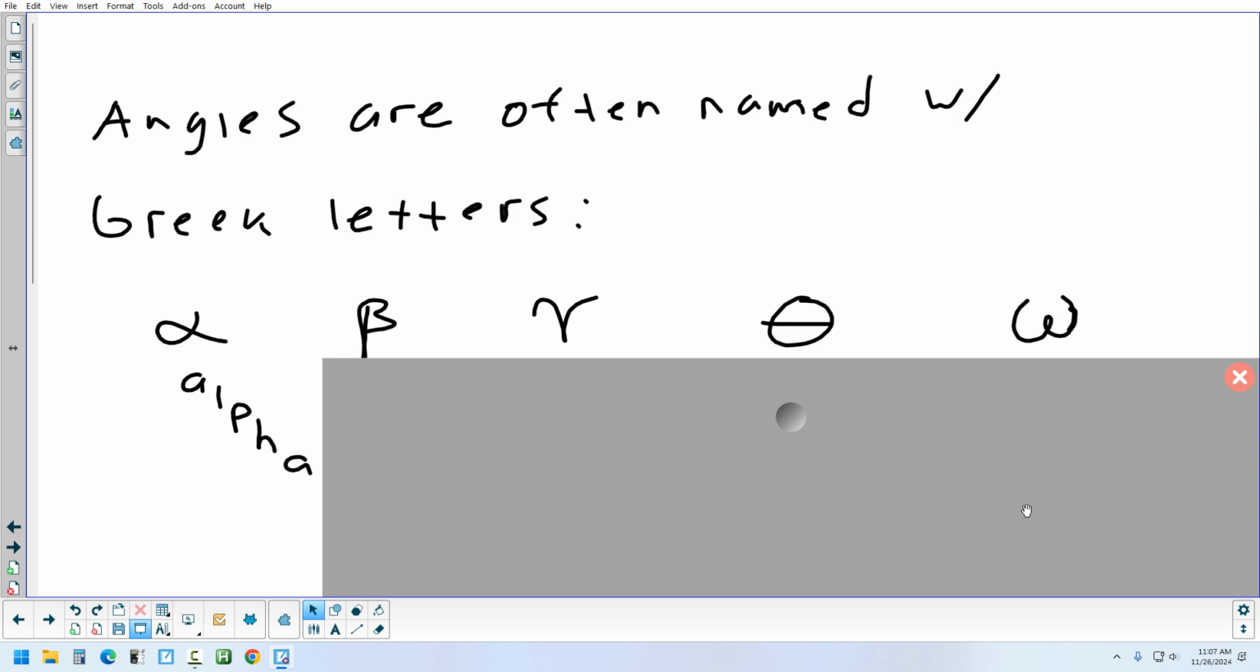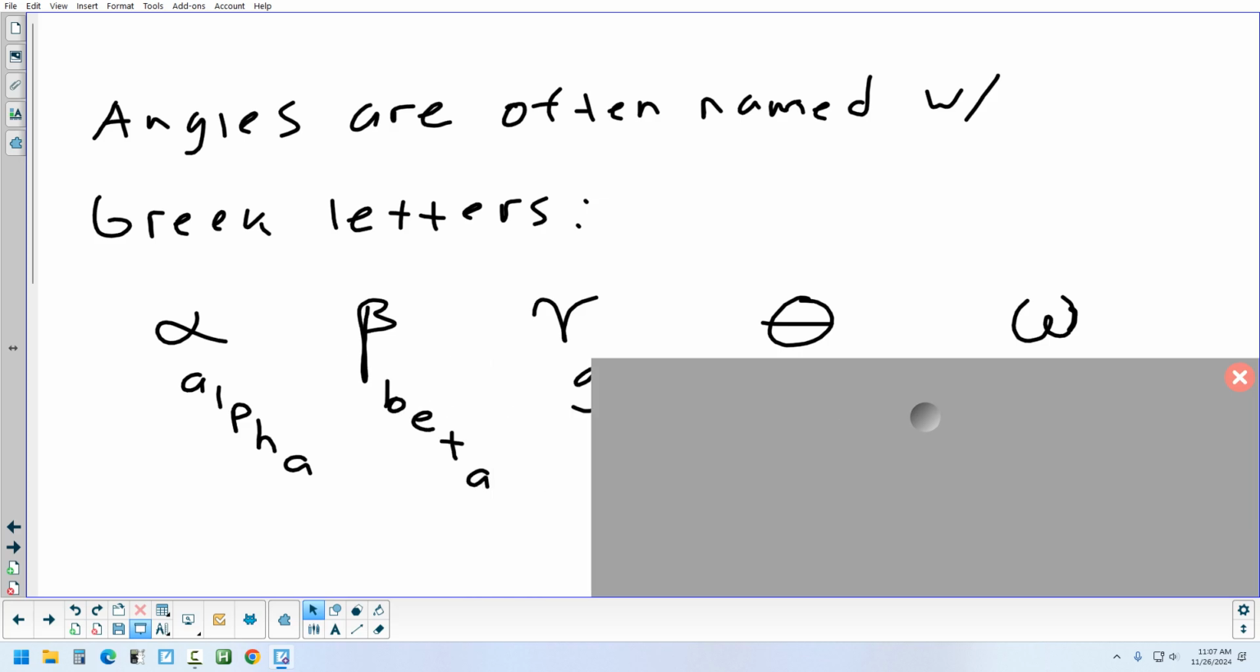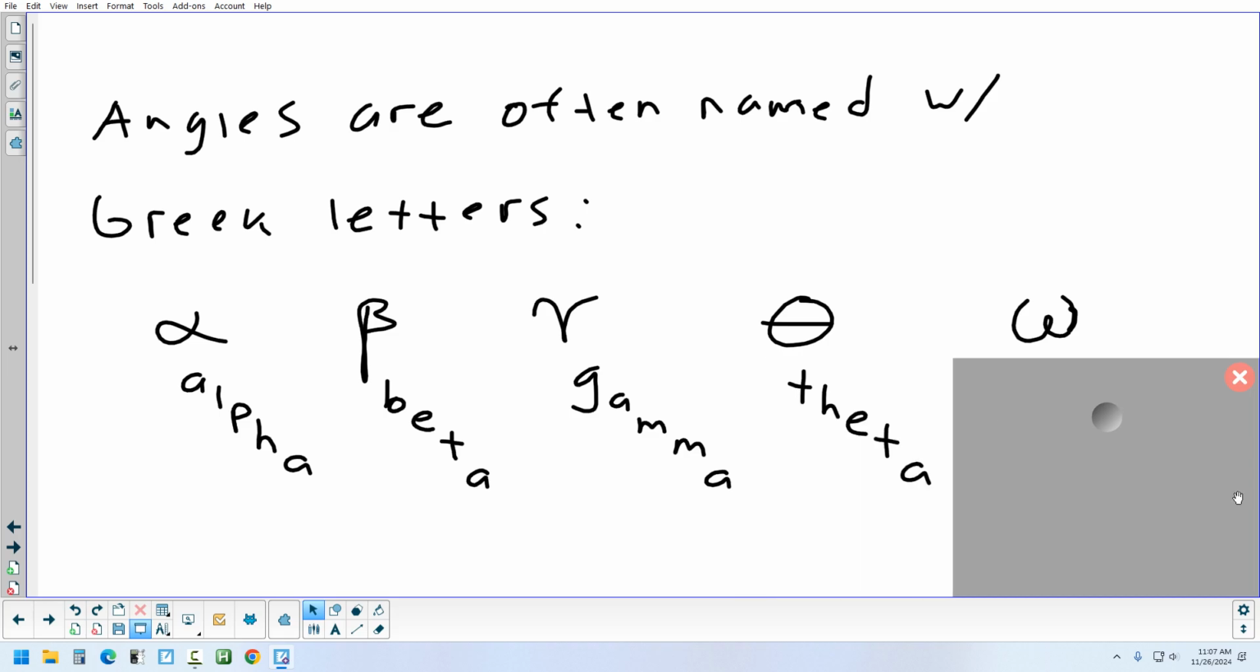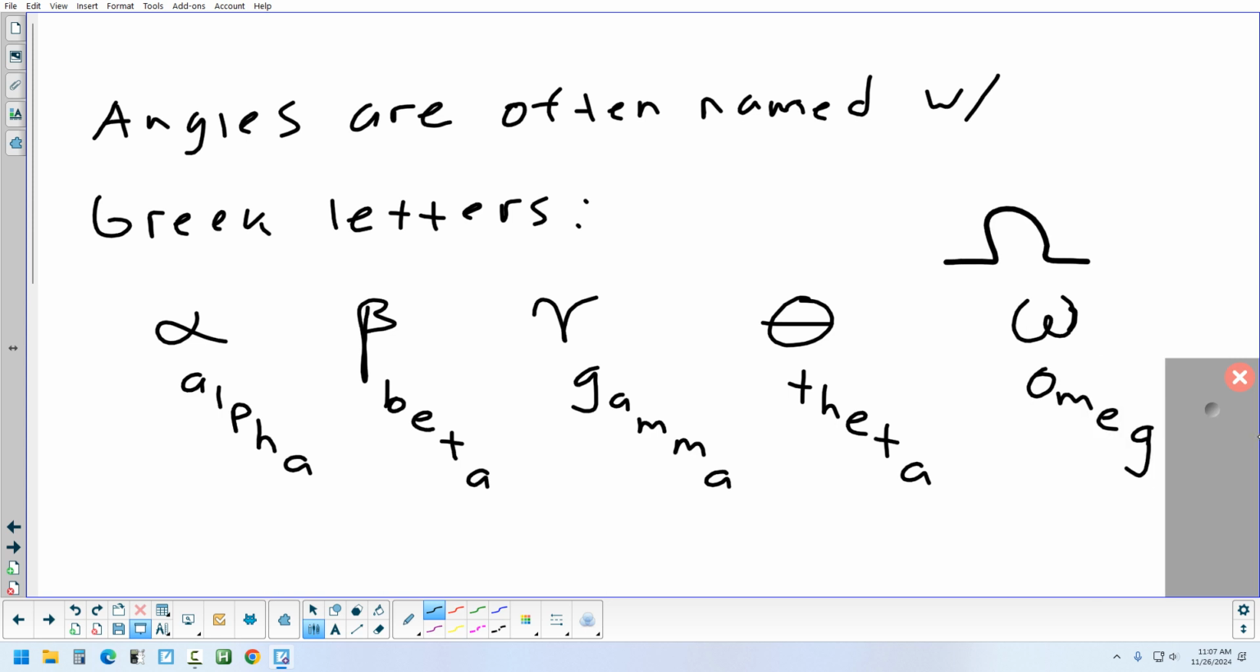How about the second one? Anybody have an idea? Gamma. There is a gamma up there, but it's not the second one. The second one is beta. The third one is gamma. How about the fourth one? Anybody know what that one is? Yep, that's theta. And how about the last one? Anybody know what that one is? The capital version of it looks kind of like a horseshoe. If you take physics, it's the symbol for resistance. But yeah, that's omega. We don't use the capital. We use the lowercase.